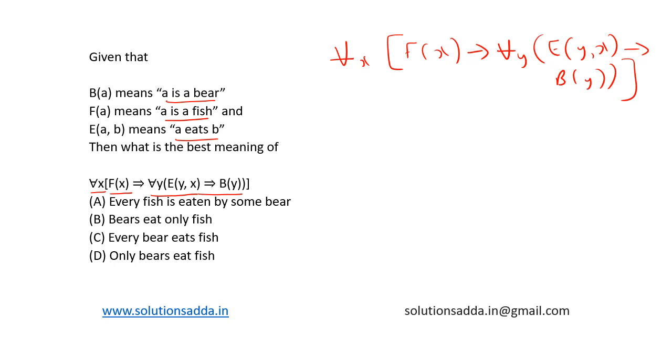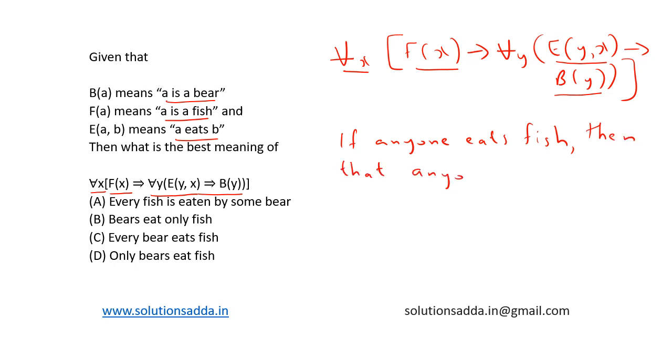So what is the concept of this particular statement? It states that all the times when x is a fish, if x is eaten by something, then that something has to be a bear. This is what it means. Simplifying that, it can be said that if anyone eats fish, then that anyone has to be a bear. We can again simplify it as only bears eat fish. So option D is the correct answer.